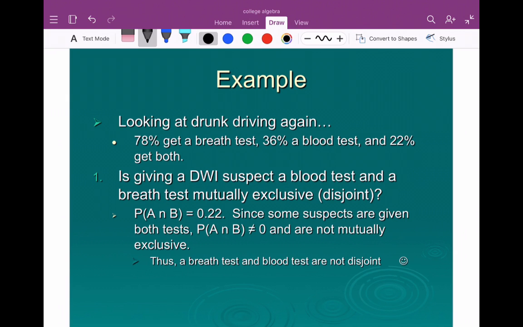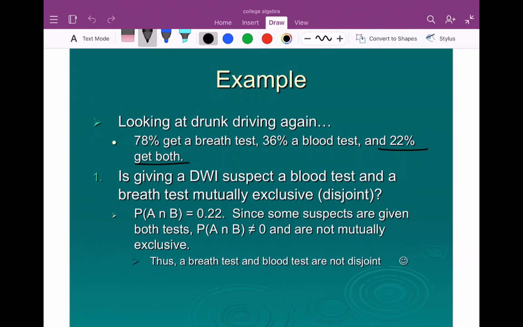For example, looking at drunk driving again, we were told that 78% of drivers pulled over on suspicion of drunk driving get a breath test, 36% get a blood test, and 22% get both. So the first thing we want to know, are they mutually exclusive? Meaning, are they disjoint? Well, we're told that 22% can get both.